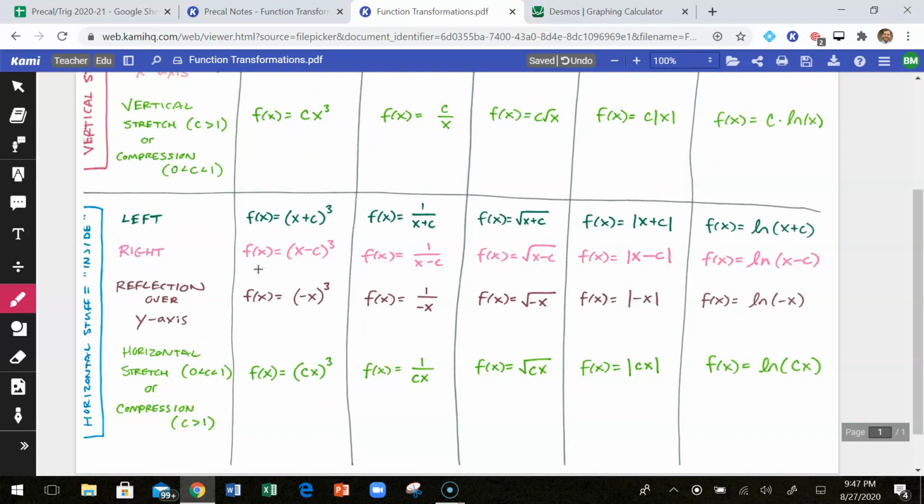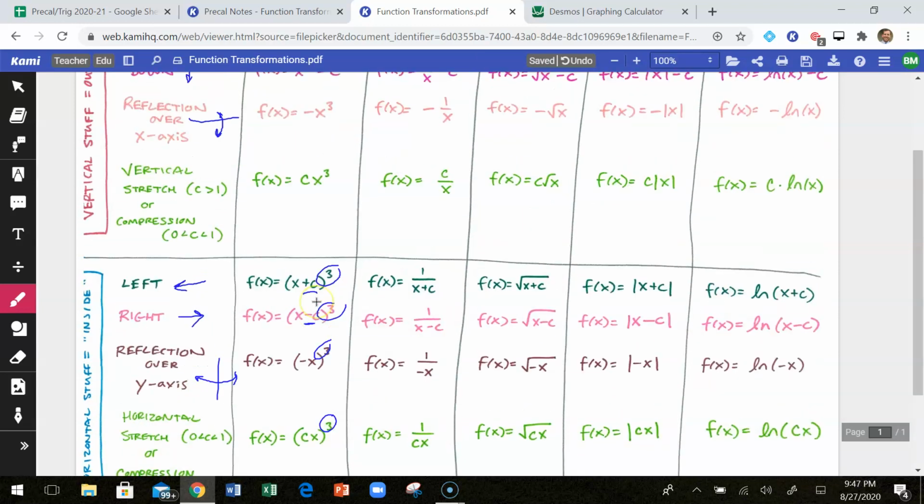But if I'm going to move it horizontally, or shift it, or translate it in any way horizontally, then that happens on the inside. So if I want to move it left, or right, or reflect over the y-axis, that's going to change the thing horizontally. Notice all those things happen inside the function. I have to do those things to x before I cube it. Notice the cube is on the outside every single time. I've got to do those transformations and then put it into the function.